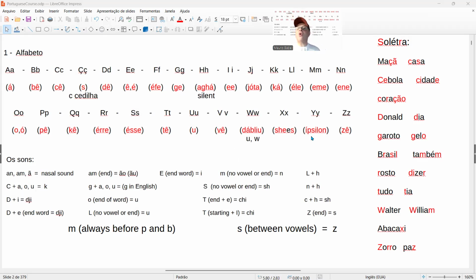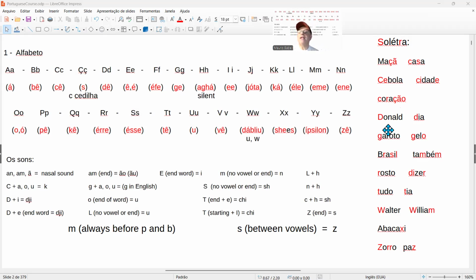Coração. Go, coração. De novo, coração. Again, coração. What's the meaning of coração in Portuguese? Or in English? Coração, heart. Your heart. Your coração.